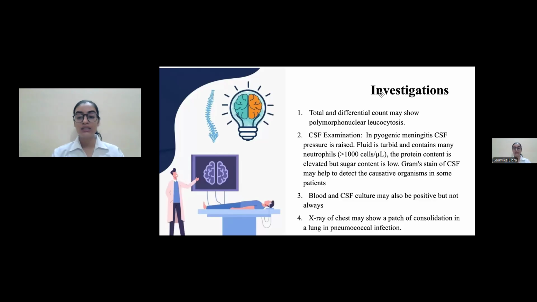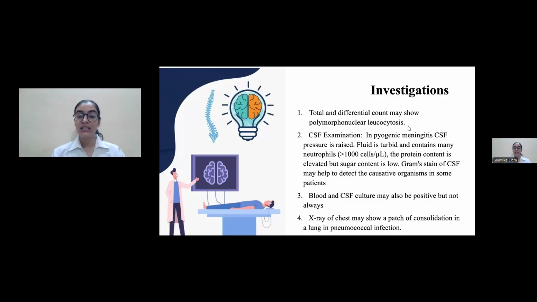Gram stains of the CSF may help to detect the causative organism in some patients. Then we'll do the blood culture and CSF culture. They could be positive, but do remember that they could be false positive as well. In X-ray, we'll do the X-ray of the chest, which would show us a patch of consolidation in the lung in pneumococcal infection.